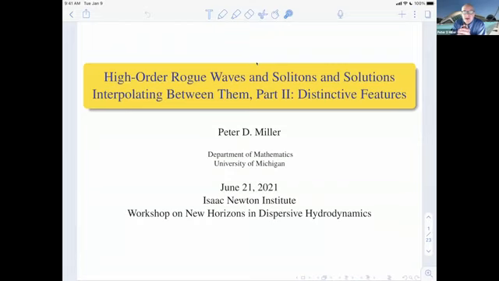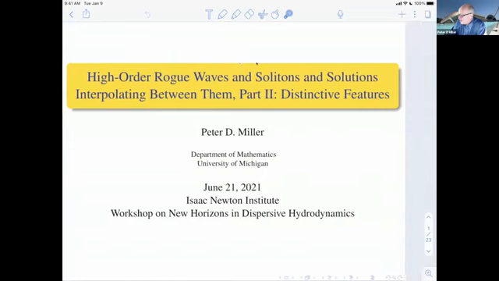Okay. So this is a report on joint work with Deniz Bilman, and as he mentioned, I'm going to continue with what he was discussing. So this is part 2 of the talk. It has to do with looking at the differences of these solutions that depend on the continuous parameter m. When you change this m value, how do the solutions look different? He was concentrating really on how they were the same. I'm going to talk about how they are different.